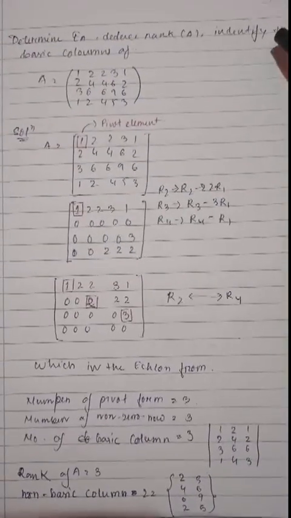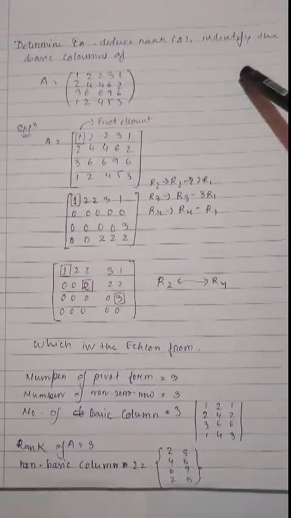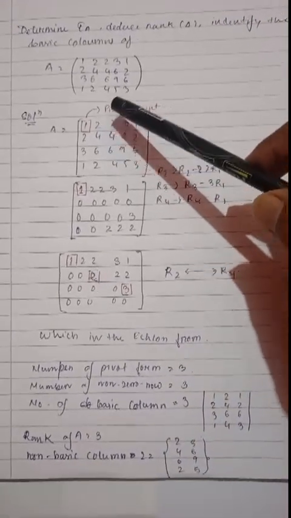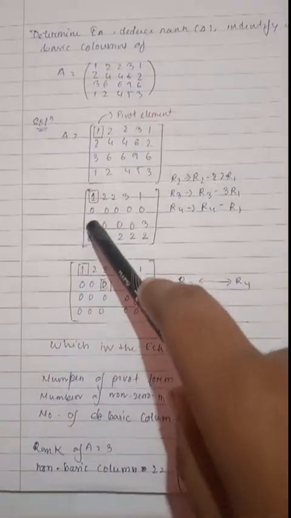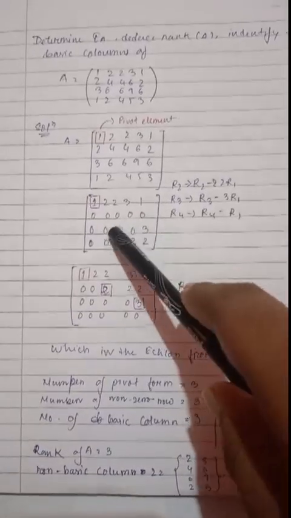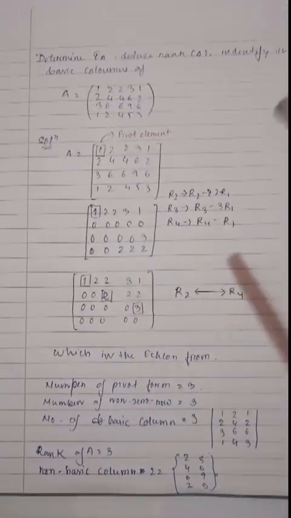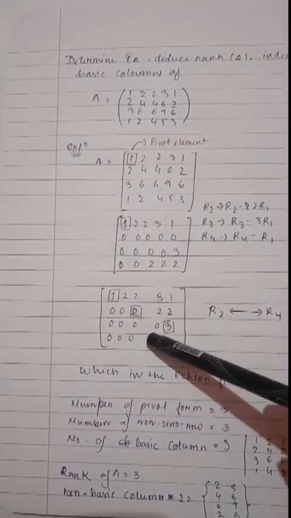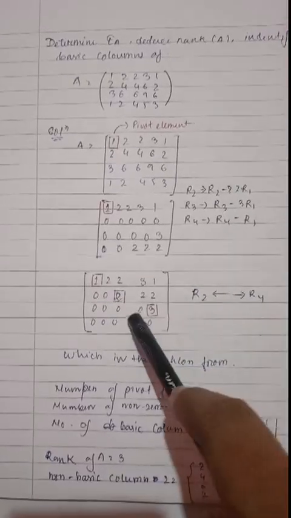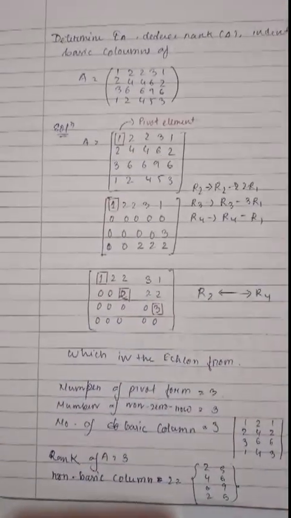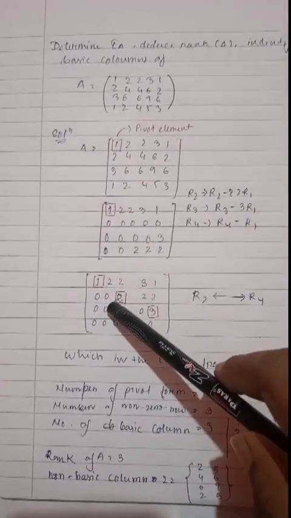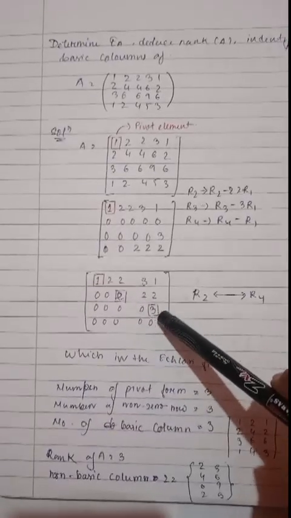Discuss the steps to find echelon form, reduced echelon form, basic columns and rank of a matrix A. So we'll start by taking the pivot element, which will be 1. Then we'll do the operations to make all the elements below 1 to be 0, which will change some of the elements in other columns and rows. Now we'll swap row 2 and row 4. Then we'll get another pivot element, which will be 2, which will go from here to here. Then we'll take the other pivot element, which will be 3.